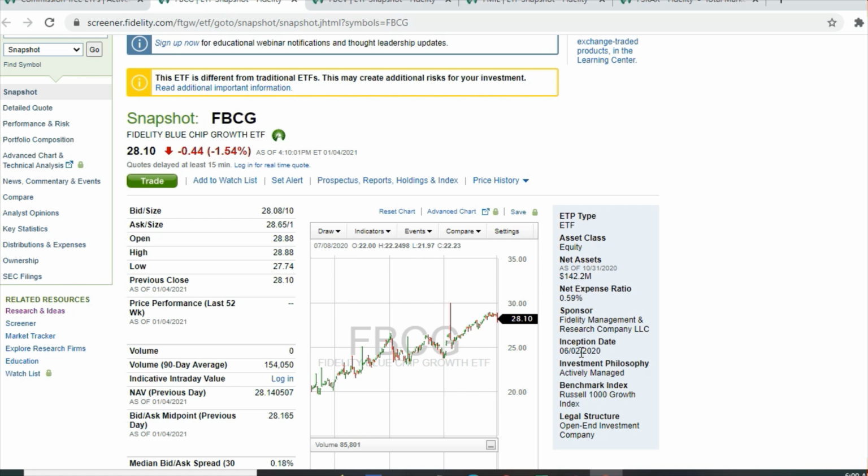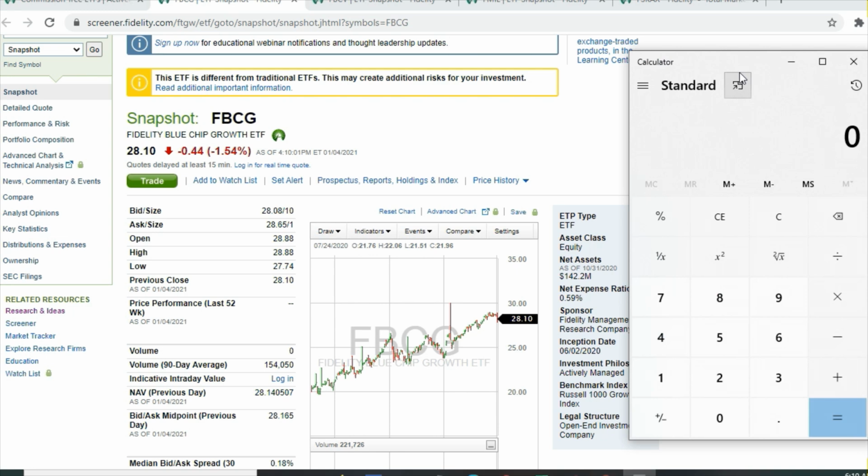This is a relatively new ETF. It was opened on June 2nd, 2020. It's actively managed. This expense ratio, 0.59%, is the annual fee for owning this investment. So whether this ETF does well, does amazing, or even if it loses money, they're still going to charge you this fee. If you pull up your calculator, let's say you have $1,000 invested. You just take that $1,000 and multiply it by 0.59%, or 0.0059. That means every year they're going to charge you $5.90, no matter how well the fund does.